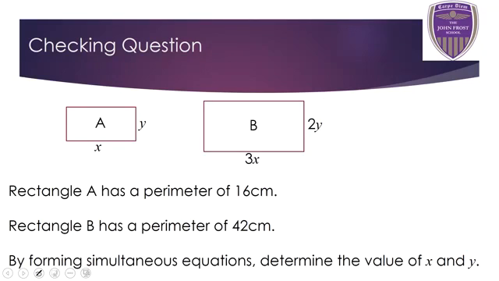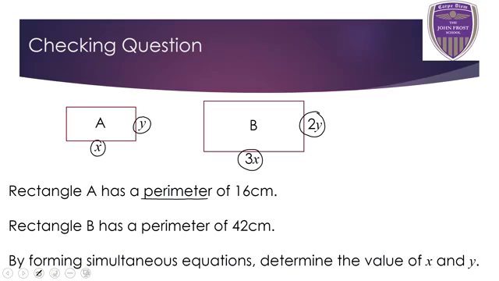You can see here in the checking question that I have got two shapes. Shape A and shape B are both rectangles. I'm shown that on shape A, it's got a length x and it's got a width of y. And on shape B, the length is 3x and the width is 2y. I'm being given some extra information here. I'm told that rectangle A has a perimeter of 16 centimeters. You need to understand what perimeter is again, so have a quick think.